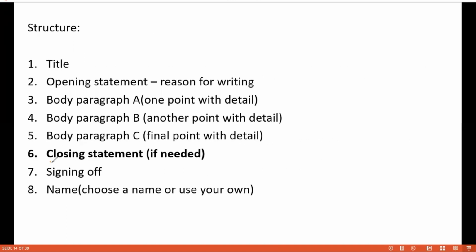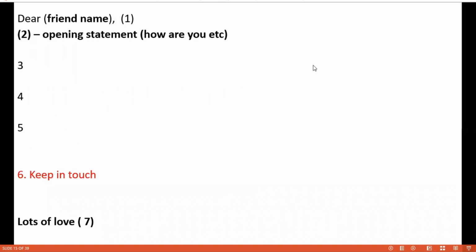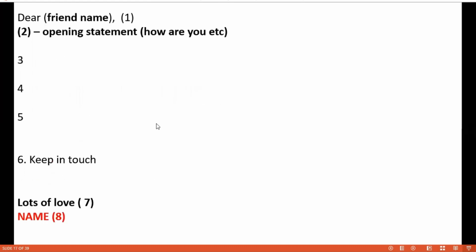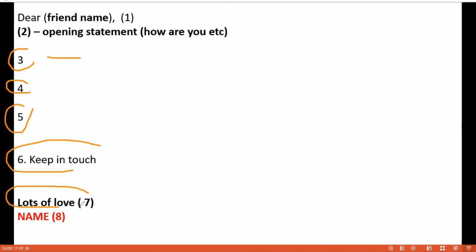So the next is a closing statement. It's like looking forward to hearing from you soon, something of that sort. Here it becomes keep in touch, and then you're going to say lots of love, and then you're going to write your name, something like this. It looks to your friend, and then you talk about hey buddy, how are you, and then you actually get into the matter with 3 separate bulletin points as per given in the question, and then you say keep in touch, and then lots of love or best regards or anything informal, and then write your name.